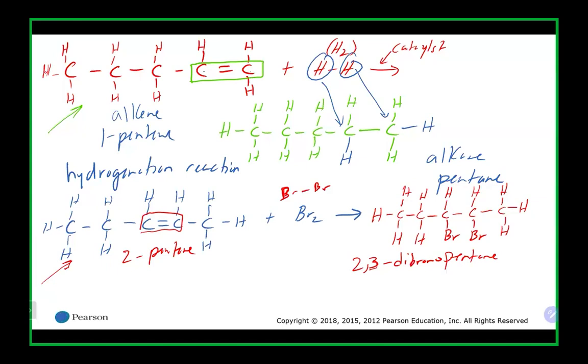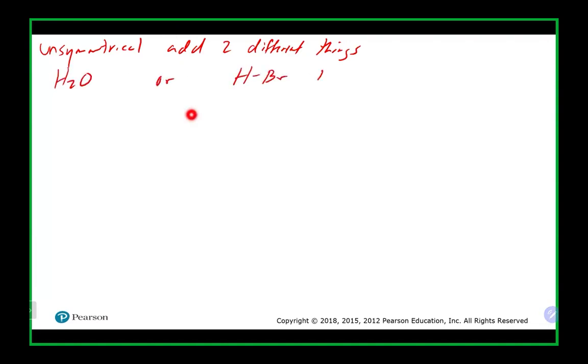Now with unsymmetrical addition, and again, these were all symmetrical addition, we typically will add two different things. There are some rules that we follow when we do these things, and it usually involves the addition of water, or something with hydrogen like HBr, HCl, hydrogen and something else, basically.